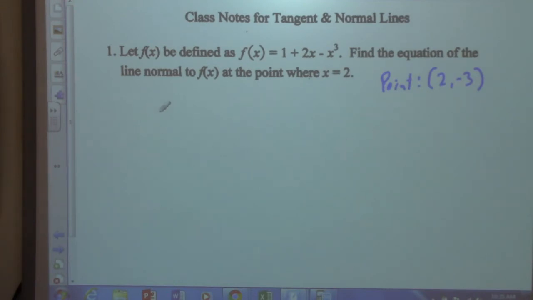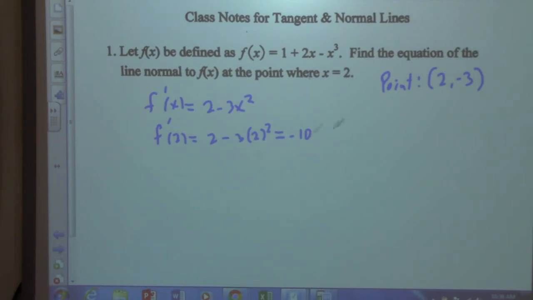You found the derivative? Slope. So how do we find our slope? We get 2 minus 3x squared, right? So f prime of 2, you get 2 minus 3 times 2 squared, which is... I was wrong on that. Oh, that's negative 10.